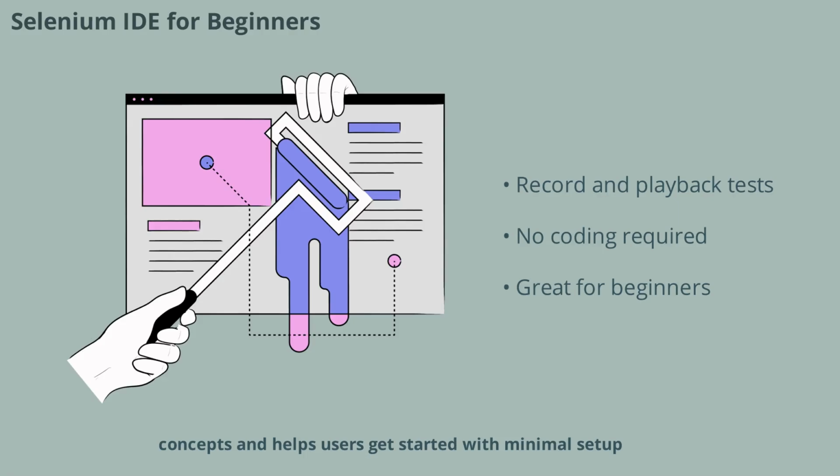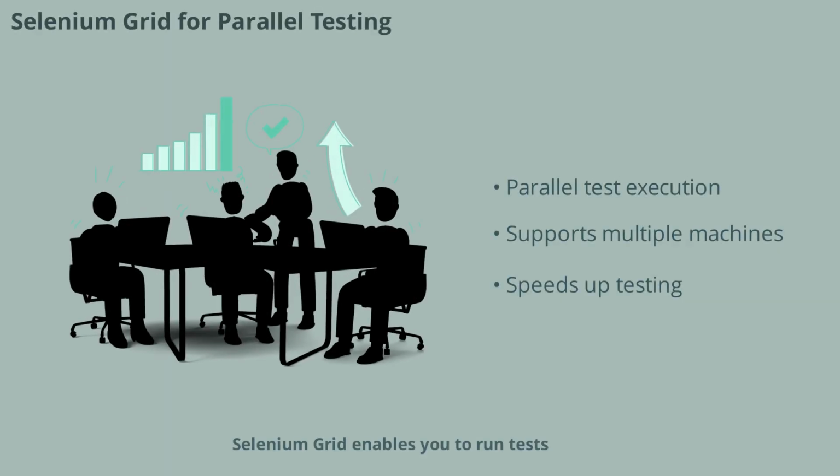Selenium Grid enables you to run tests in parallel across multiple machines and browsers. This distributed approach significantly reduces test execution time and allows you to validate your application in different environments simultaneously. Selenium Grid is especially useful for large projects with extensive test suites.